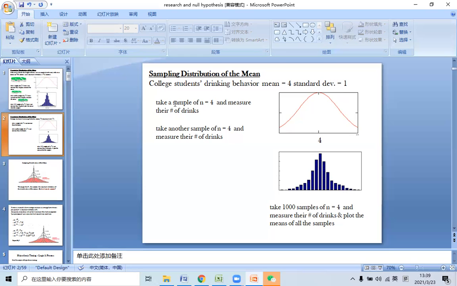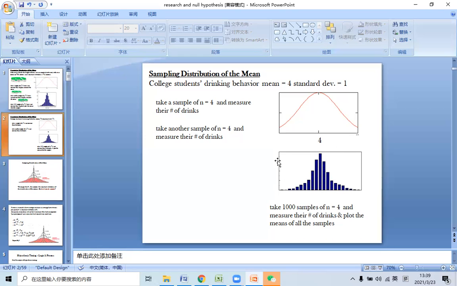Now, you take a sample of 4 people. You get hold of 4 college students, and you measure each person: how many beers do you drink each time? And you calculate the mean. Suppose you take 1,000 samples, each sample has an N of 4, 4 people in each sample. For each sample, you calculate the sample mean. And you have this distribution of sample means.